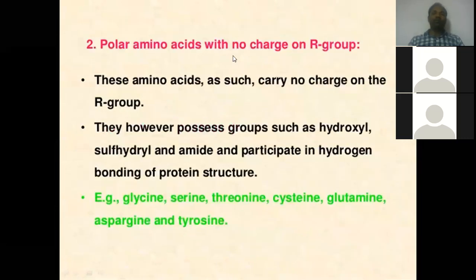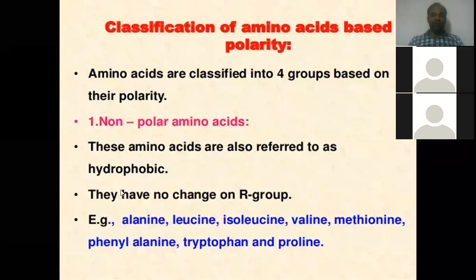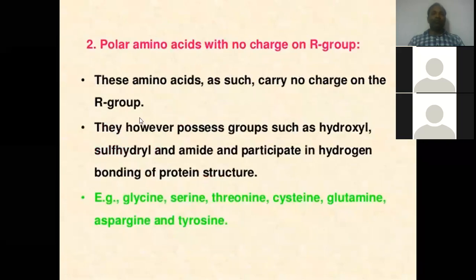The polar amino acids with the no charge on the R group, right? ठीक है, हम लोगों ने वहाँ पे चार्ज के बारे में ही कहा था. So that they have no charge on the R group. This word you have to note down, that is, it is not a change, it is a charge, right? So the polar amino acids with no charge on R group. These amino acids as such carry no charge on the R group.